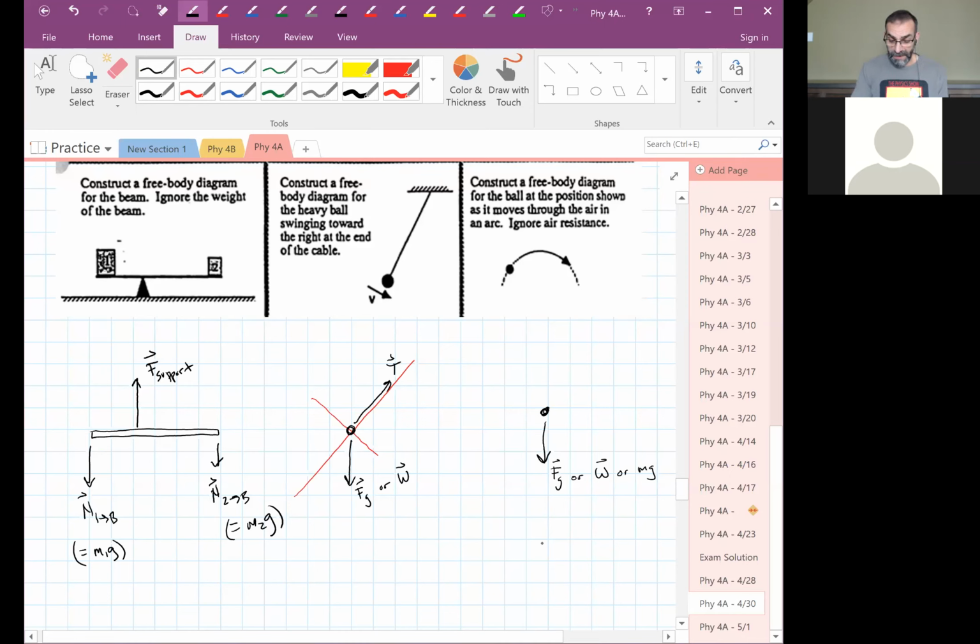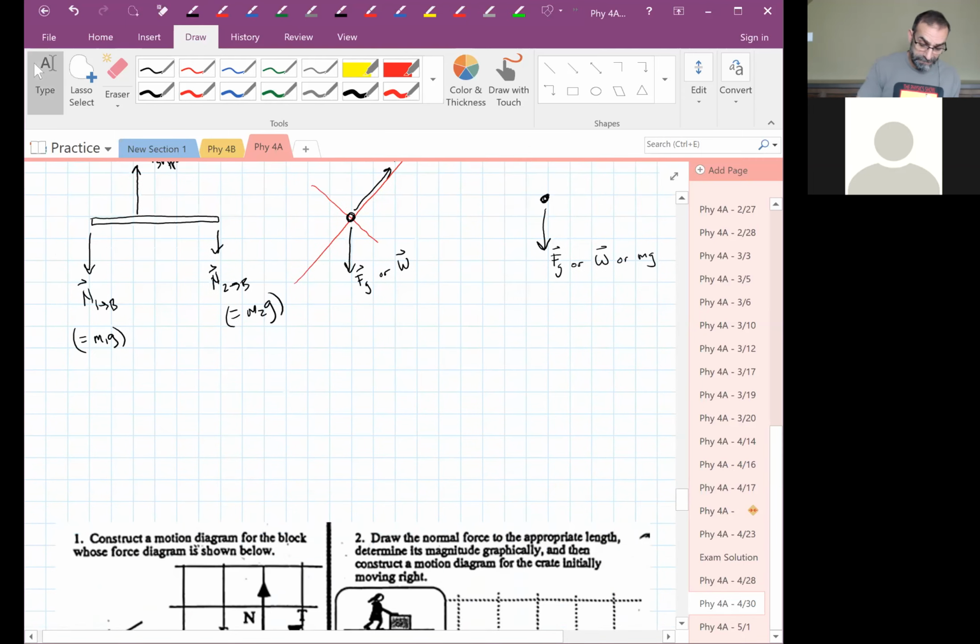So you can't have zero net force if there's only one force acting on something. There has to be at least one other one to cancel it out to have zero net force. So there's a net force here. There's acceleration in the downward direction. There's no acceleration horizontally. There are no horizontal forces, because we're ignoring air resistance, and we just have the force of gravity.